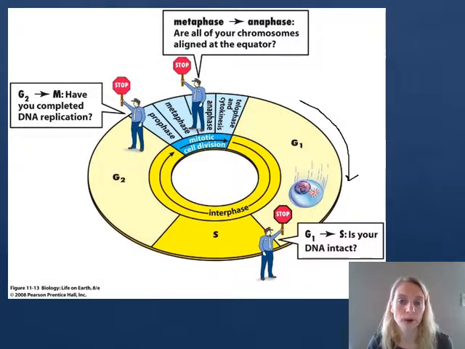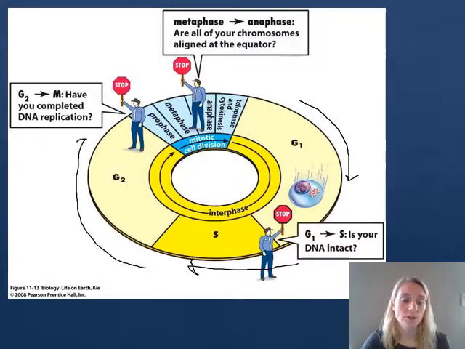You're going to go through what's called apoptosis, which is programmed cell death, because there are too many errors in the DNA, and we do not want that to be sent on to the next generation. All right, so if everything's good, we will progress into our S phase. We will replicate our DNA, and then we will go into the G2 phase.